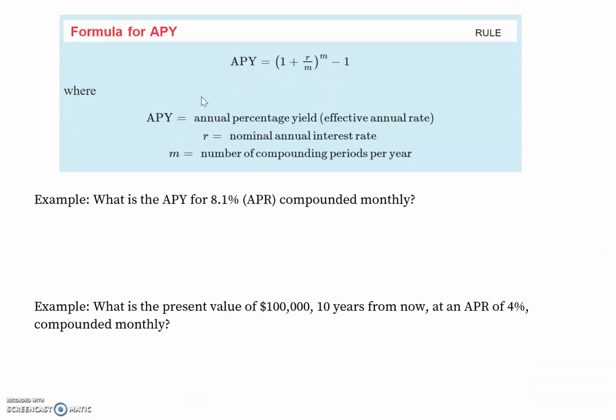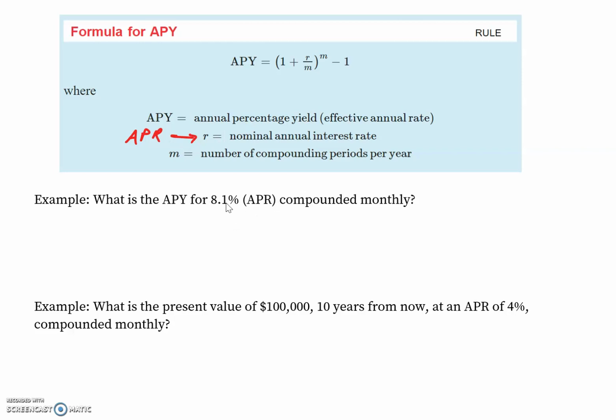How do we find an APY? This gives us a formula to go off of the nominal rate that we talked about, R. Another way to say this is APR, annual percent rate. You'll see problems where sometimes I'll throw that in, and I'll just remind us that you might see that as APR. Fine.